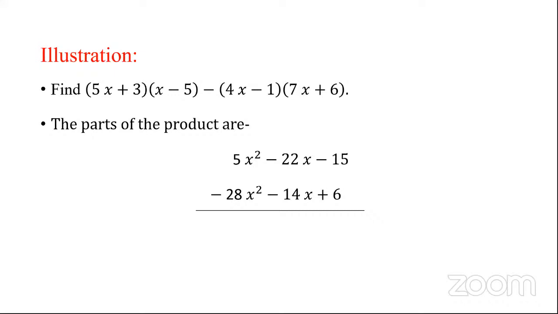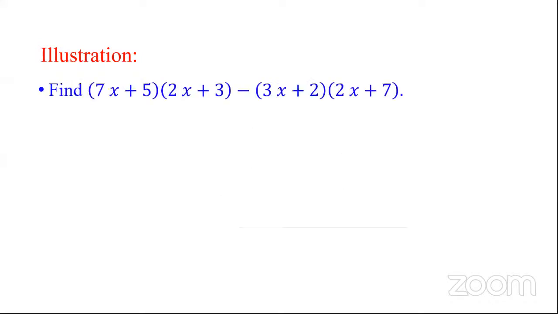Now add the like terms. Minus 9, minus 36, and minus 23 are the respective vertical additions, to have the answer minus 23x square, minus 36x, and minus 9. It's a method of writing only, and you can see the connection between algebra and arithmetic in decimal system at least. Try this.